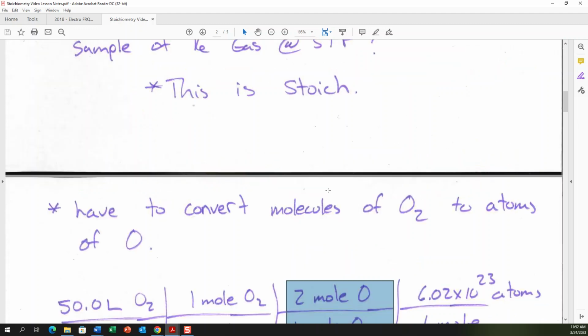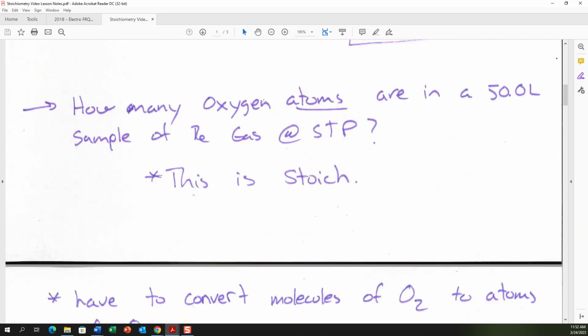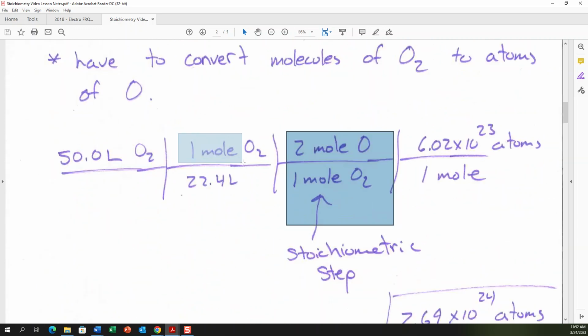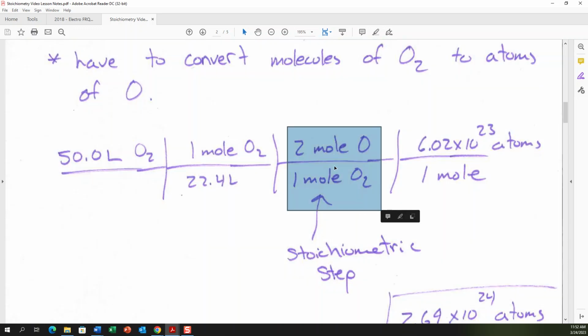It's a step that we didn't have to do when we set up the first problem. What we have to do is convert moles of the given substance to moles of the desired substance. We have moles of oxygen molecules, but we want moles of oxygen atoms. And so this is the stoichiometric step. This is using our recipe and following the recipe.